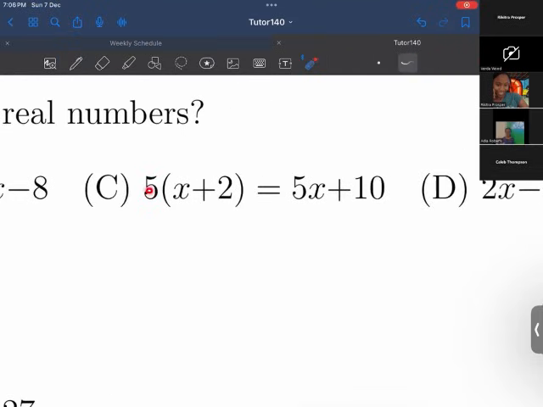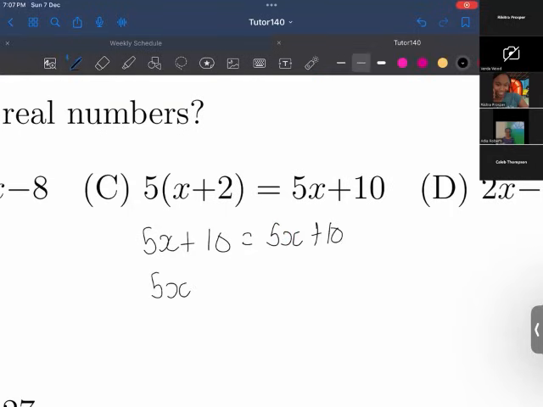first we're going to distribute the 5. That's 5x, and then 5 times 2, that's 10. So 5x plus 10. 5 times x is 5x, and then 5 times 2 is 10. Equal, we're just going to bring it down. Now we're going to transpose again and bring the 5x over. When we bring it over, it becomes a negative.